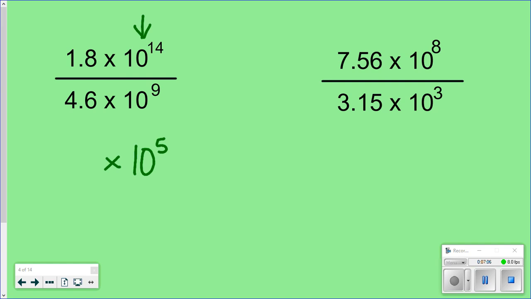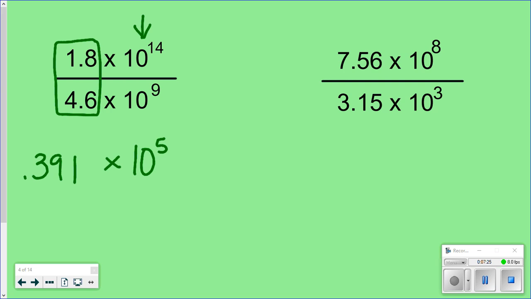Always going to be times 10. This is what you get to use your calculator on. So 1.8 divided by 4.6. And this is what it gives me. It gives me 0.391. And I'm going to stop there. I'm not going to go on forever, because your calculator will go on forever.